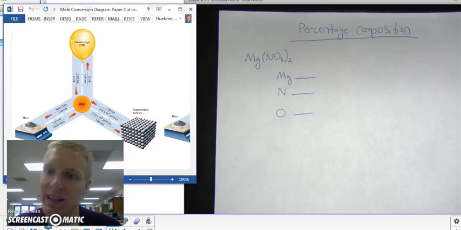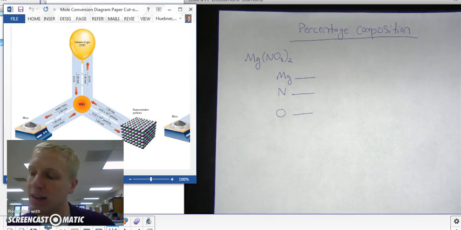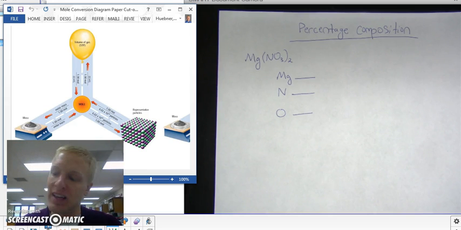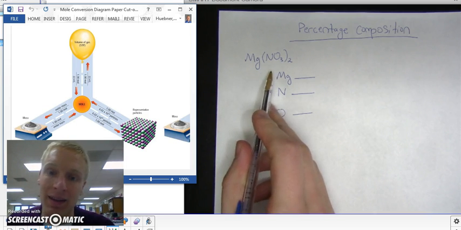Hello, this video is on percent composition. What is percent composition? Percent composition is looking at the overall mass of a molecule and figuring out what percentage is composed of a specific element. The example I'm going to show you is magnesium nitrate.